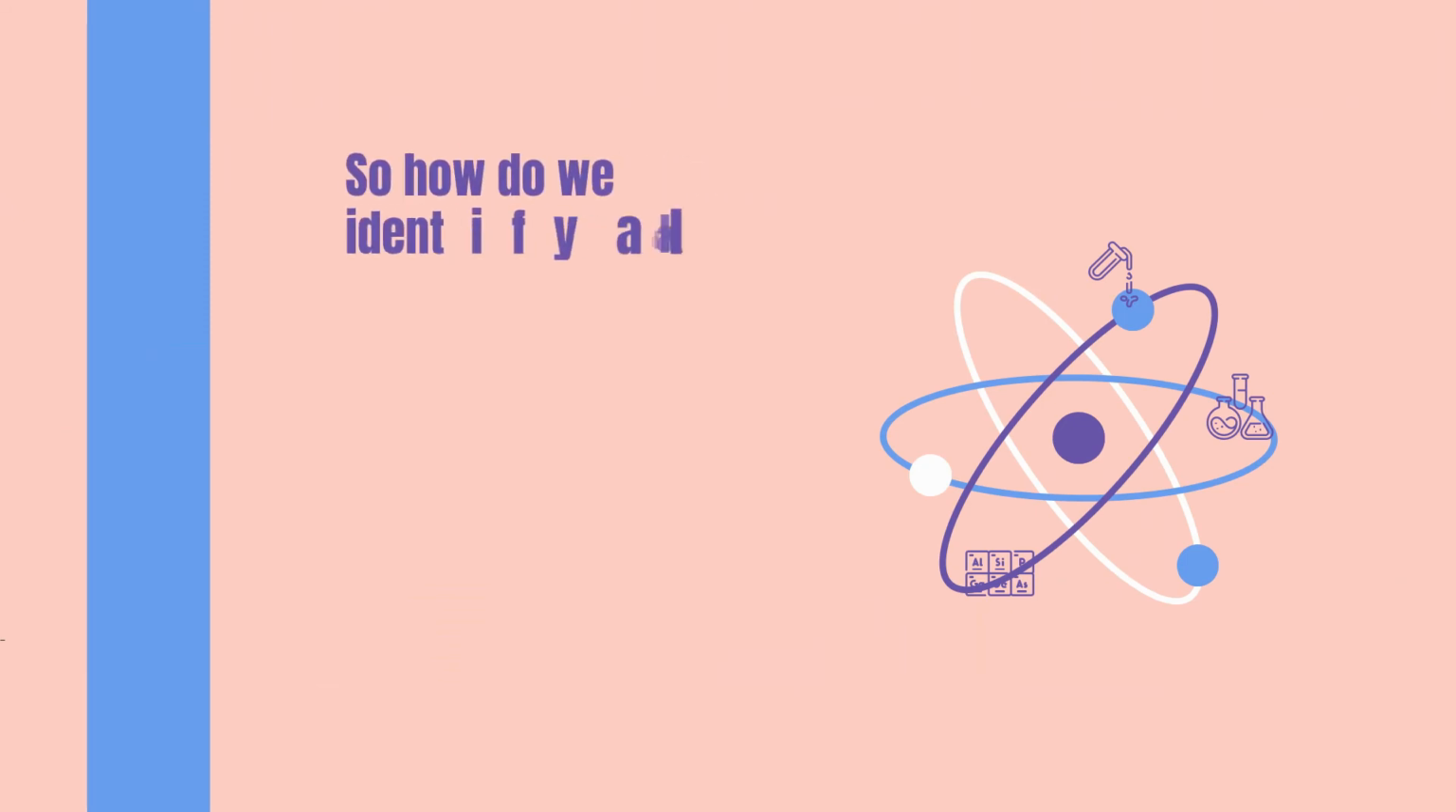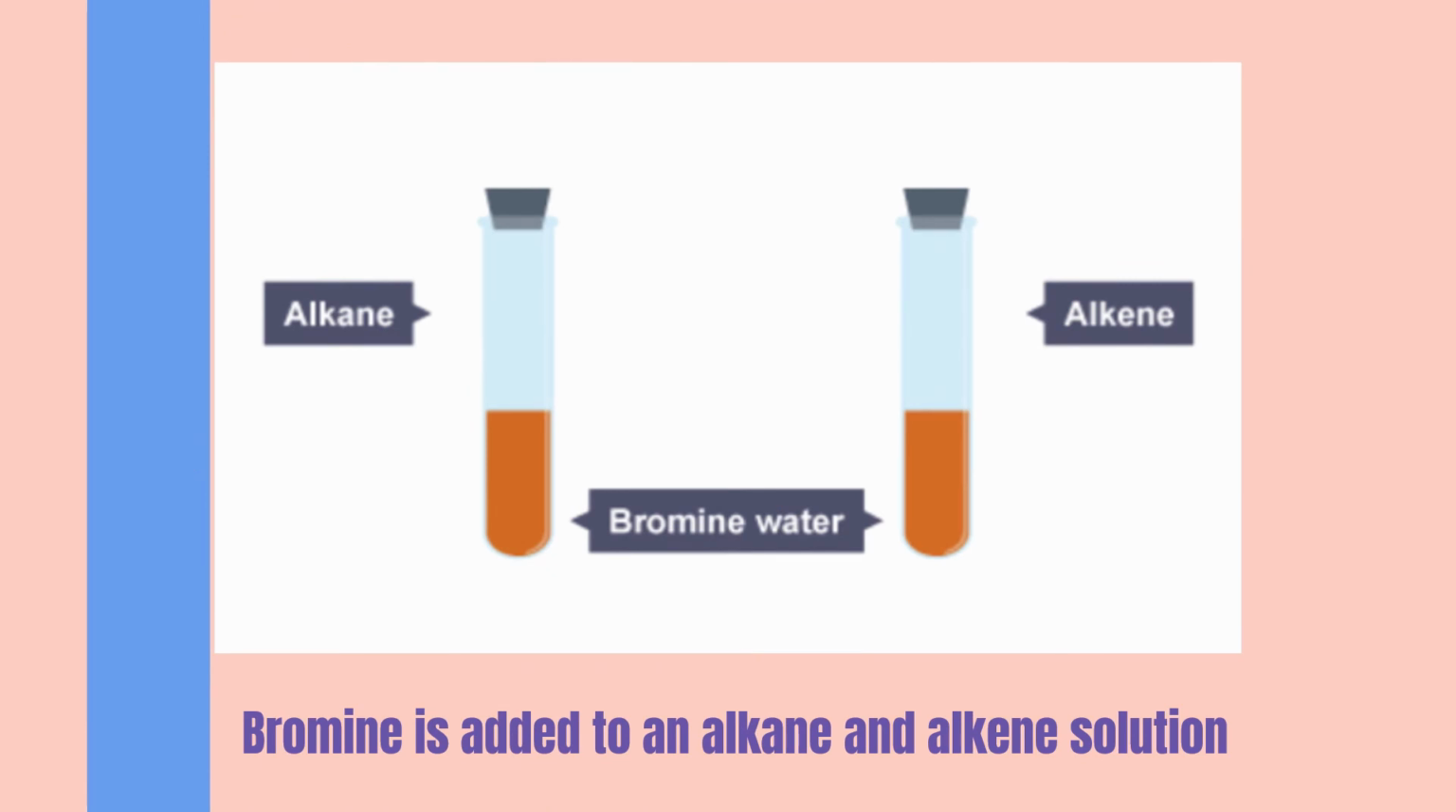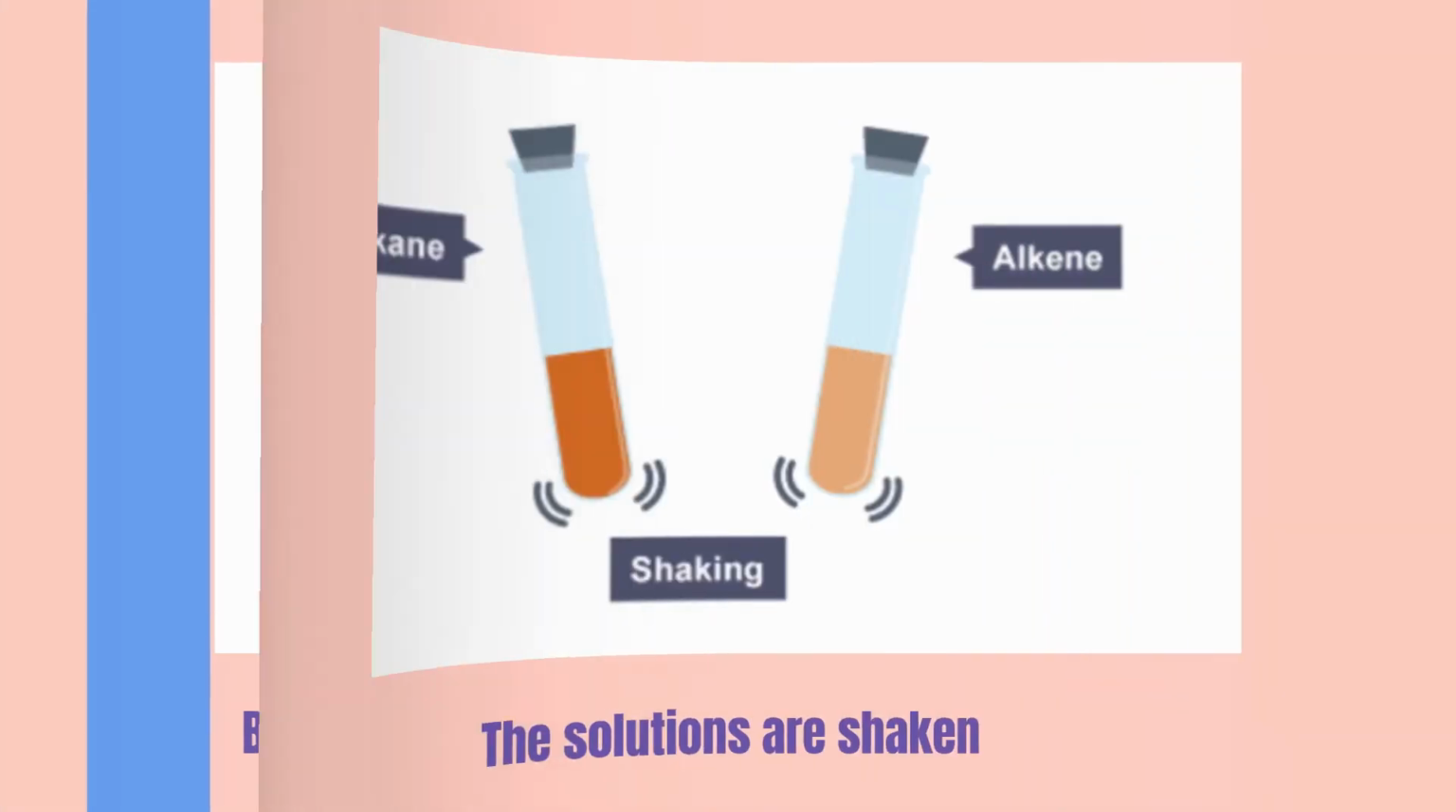So how do we identify alkanes from alkenes? One method is by doing the test for unsaturation, of course. How do we do it? To do this, we first need to prepare an alkane solution and an alkene solution, as well as some bromine water. We then add the bromine water to each solution, and once added, the solution will then be shaken.